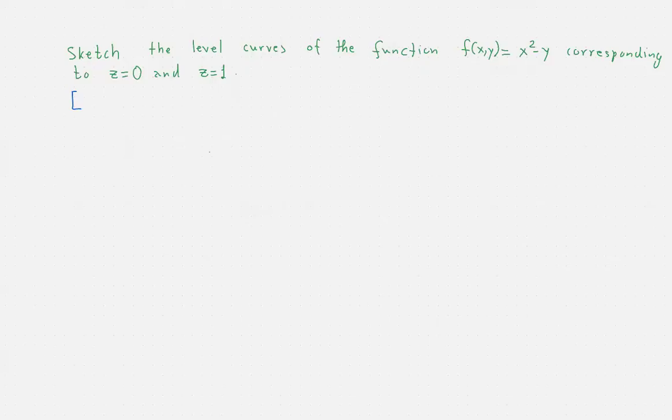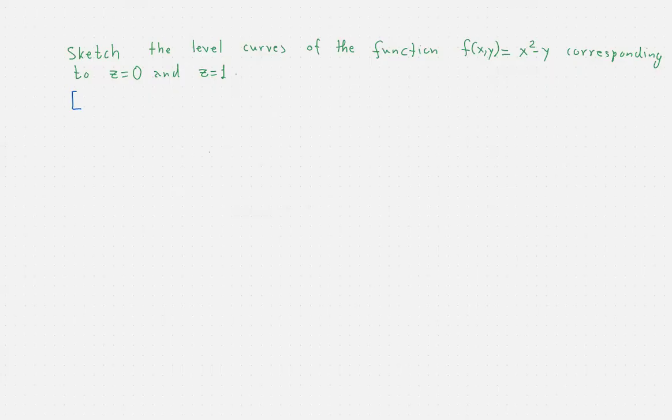So we would like to sketch the level curves of the function f of x,y equals x squared minus y that correspond to the values z equals 0 and z equals 1. It's a good idea to first recall what we mean by that.